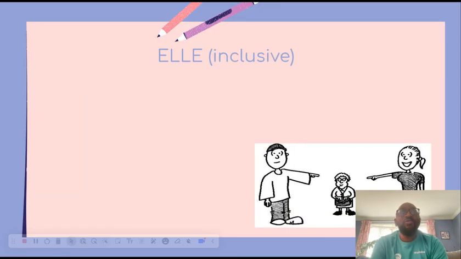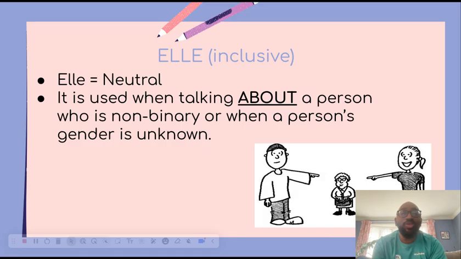And then, if we're talking about someone whose gender we are unsure of or don't want to assume, or we know that they are non binary, we can use the term ellx. Ellx is our gender neutral term and again can be used to describe someone whose gender we don't know or that we know is non binary.